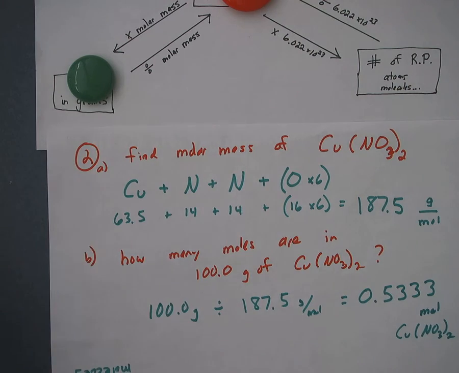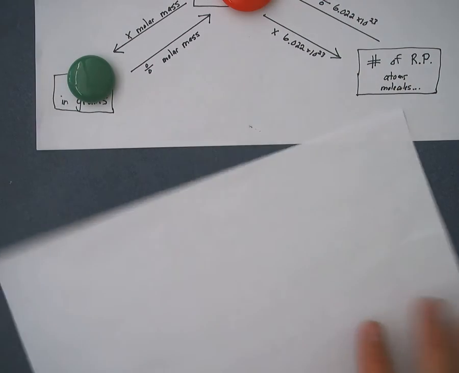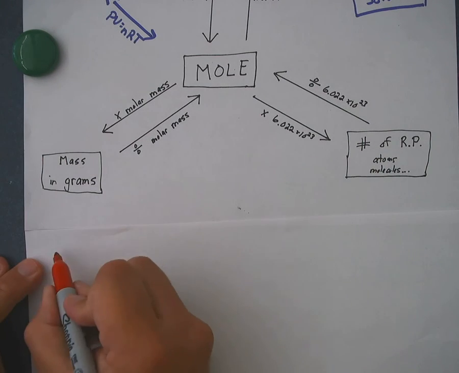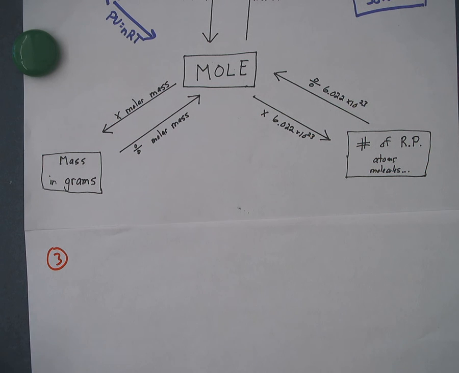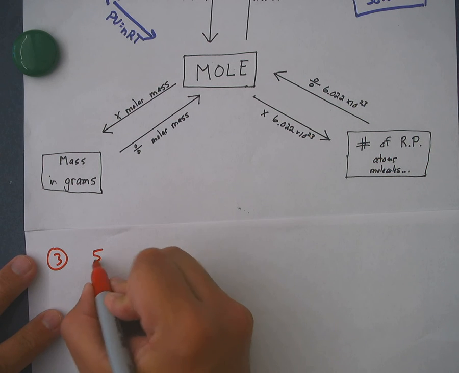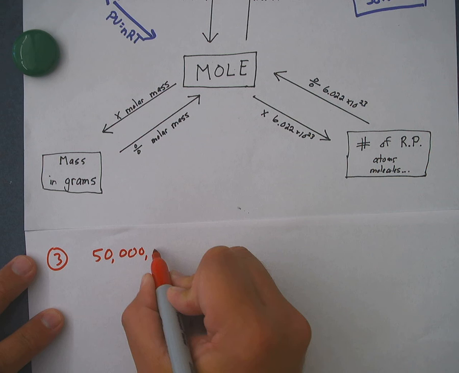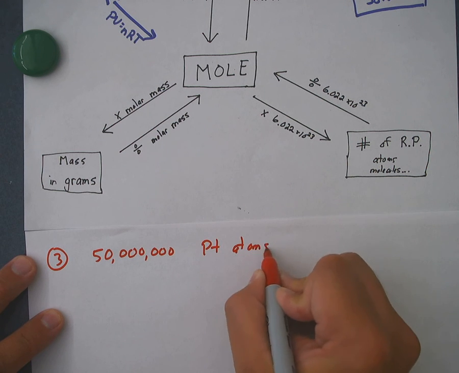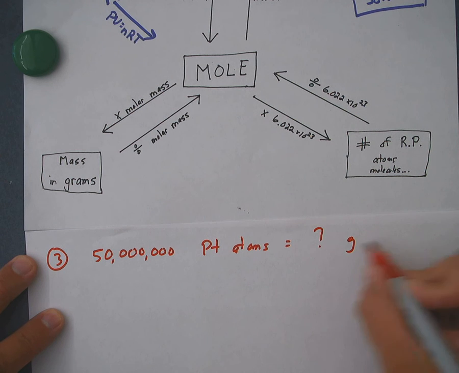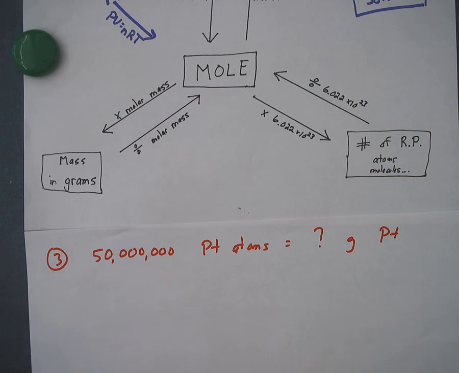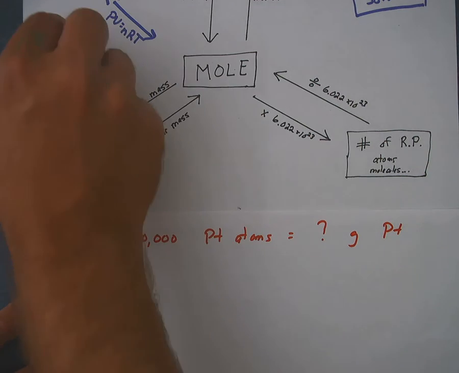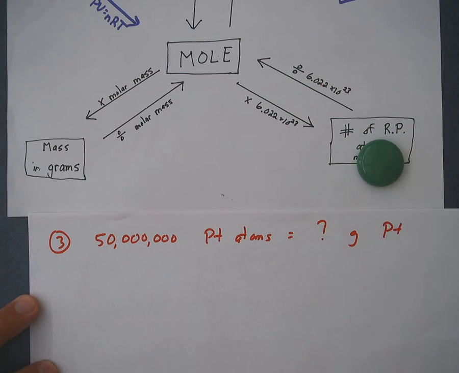So let's continue on. So in our third question, our third sample question, let's say that we were given, I don't know, 50 million platinum atoms. And we wondered how many grams of platinum. Like, is that heavy if I gave you 50 million platinum atoms? And so we're going to jump right to the mole roadmap here. Atoms is a type of particle. We have a number of particles, so we'll start here.